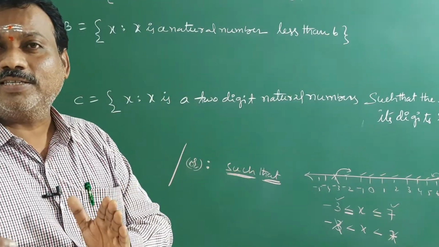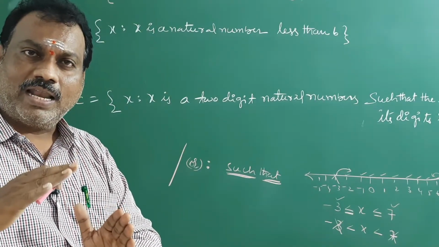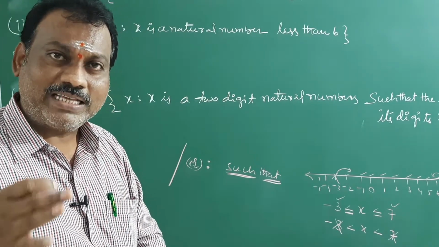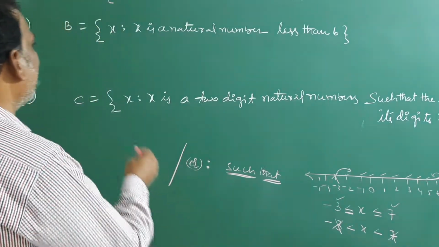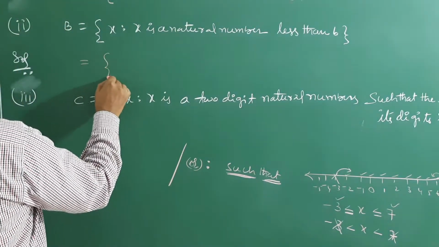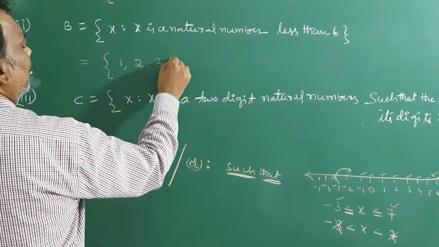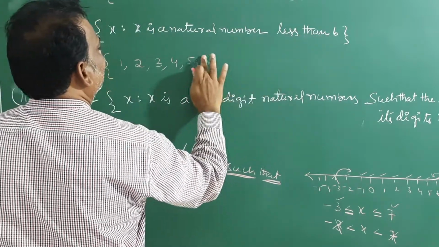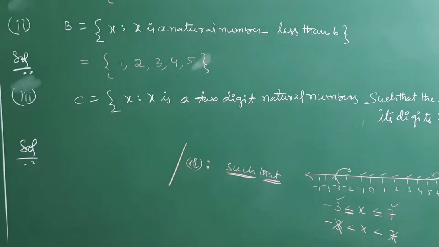Less than 6 means below 6, not 6. Less than or equal to 6 means up to 6. Less than 6 means except 6. So now what are natural numbers are there? Natural numbers start with 1, 2, 3, 4, 5, 6. They told less than 6. That's why need not to take 6. That is your answer. Second question answer.